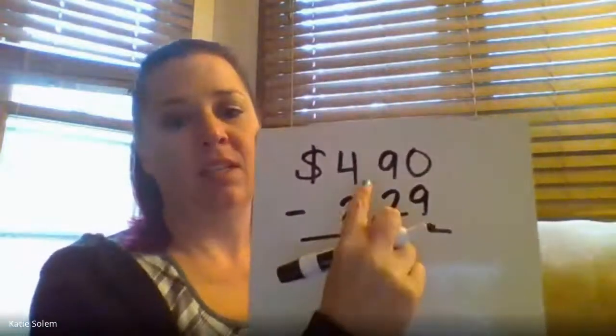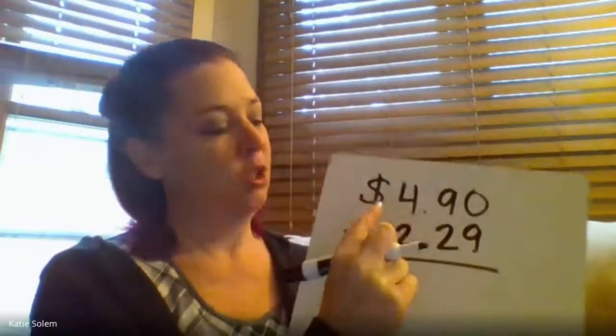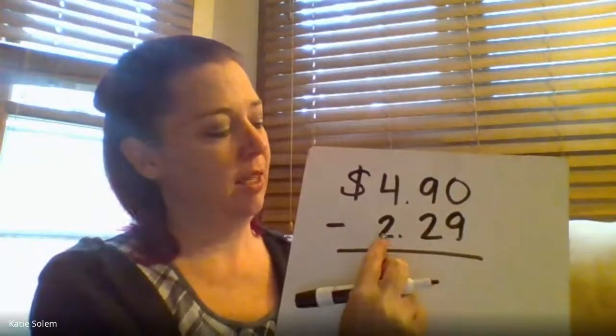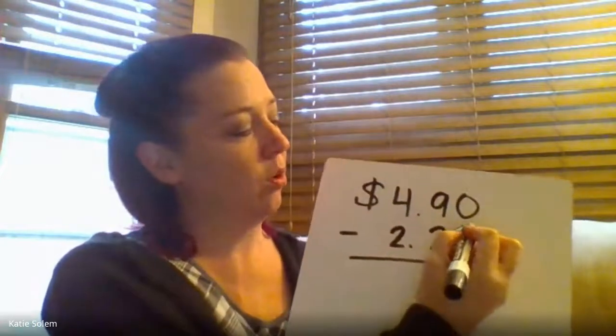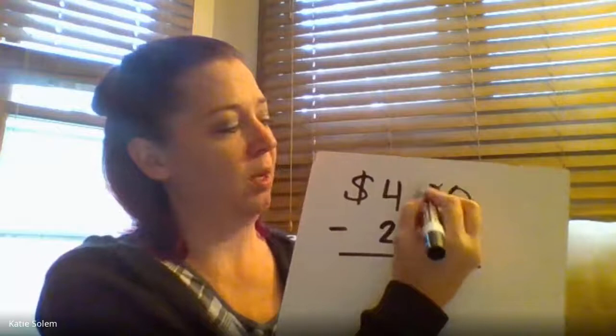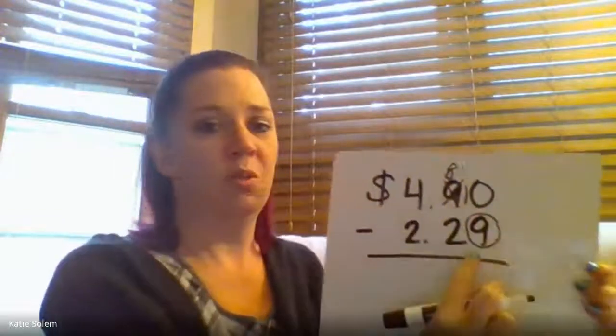Now, when we are doing subtraction with money, it is just like doing our regular subtraction. The important thing that we remember when we are subtracting with money is that we have to keep not only the place values lined up, but also the decimal points. So if I have $4.90, and I want to take away $2.29, I'm going to go, okay, can I do 0 minus 9? Nope, I'm going to have to borrow. Oops. Turn that into an 8 and turn this 0 into a 10.